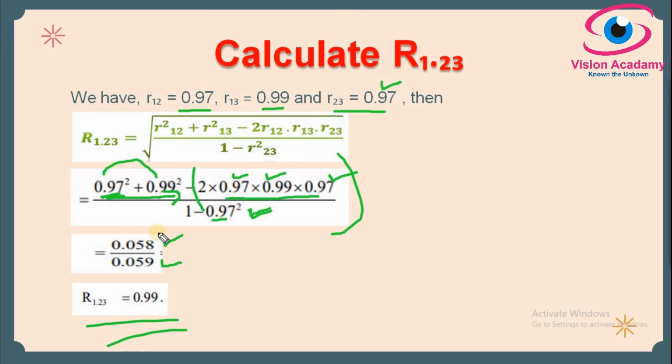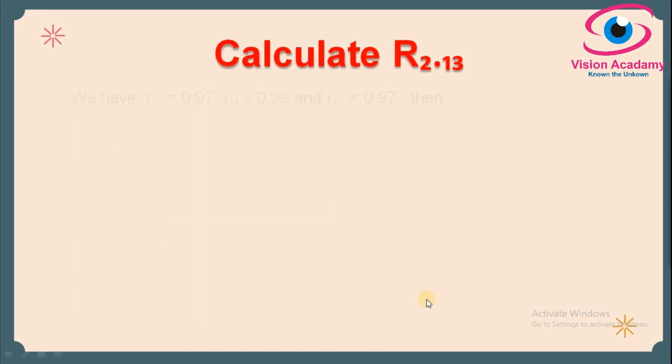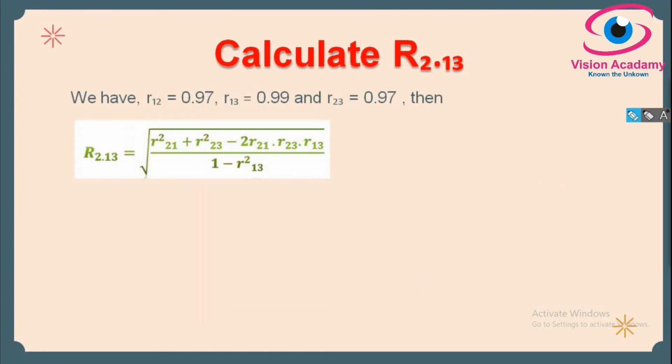Then in the next step we will divide 0.058 by 0.059, and then we will obtain the final value. Then let us move on to the other coefficient of multiple correlation, that is R2.13. So here also we need only three values, R12, R13 and R23.